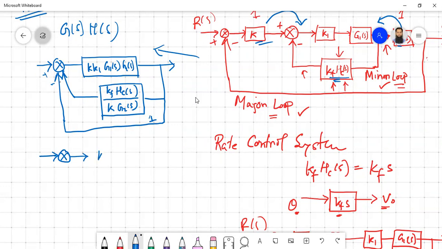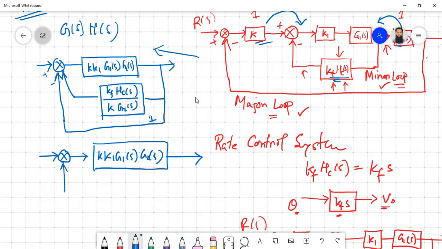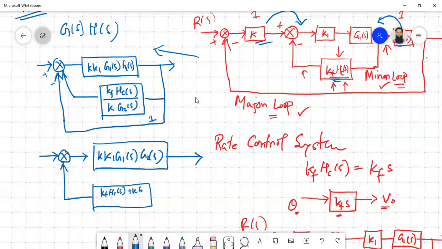Now, what you are going to get here is K, K1, G1S, G2S. So the common one, so 1 plus that parameter. So basically it will be KF HCS plus KG2S divided by KG2S. Okay. So what was our target? Our target was to figure out what is G of S and what is H of S.